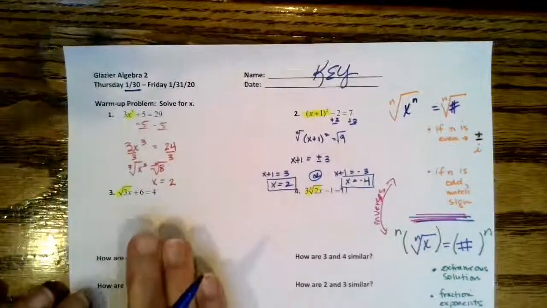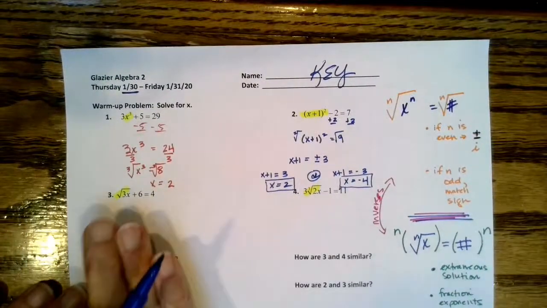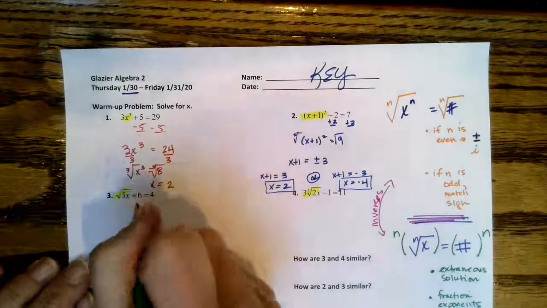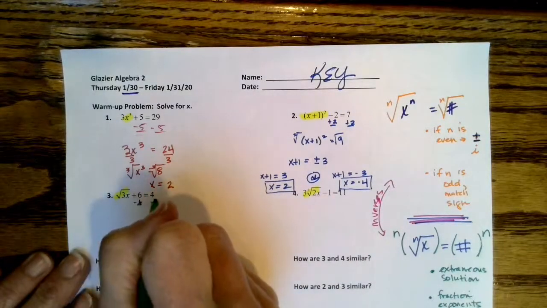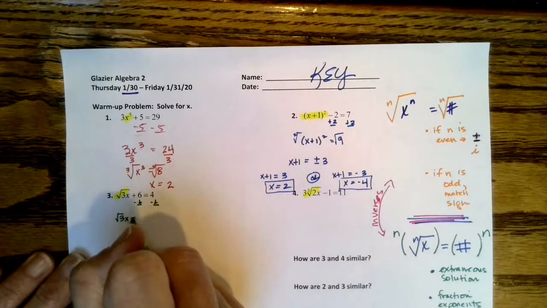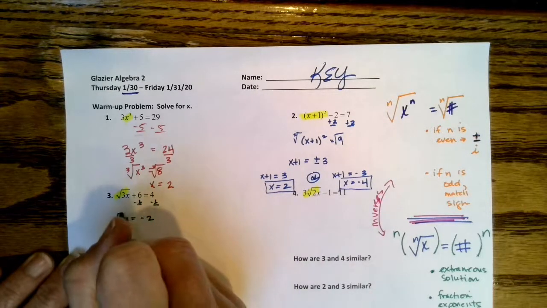All right, shifting gears and talking about if I have a radical, my first step is going to be to isolate it. So we'll subtract 6 from each side. So the square root of 3x is going to be equal to negative 2.